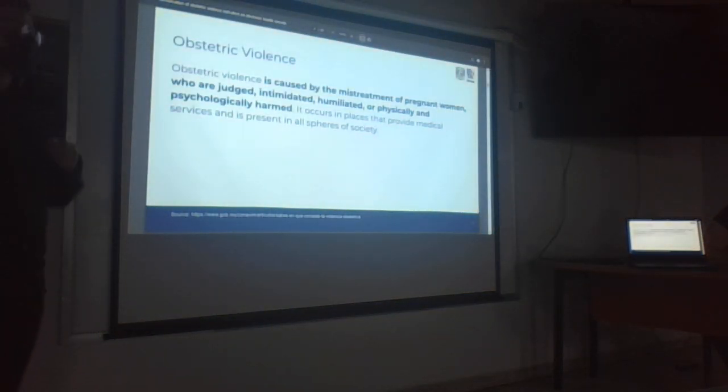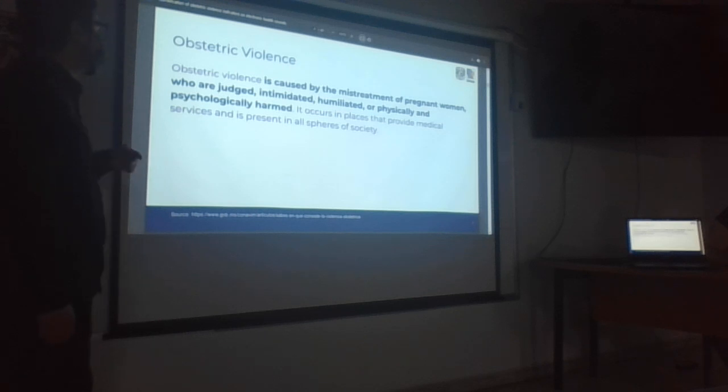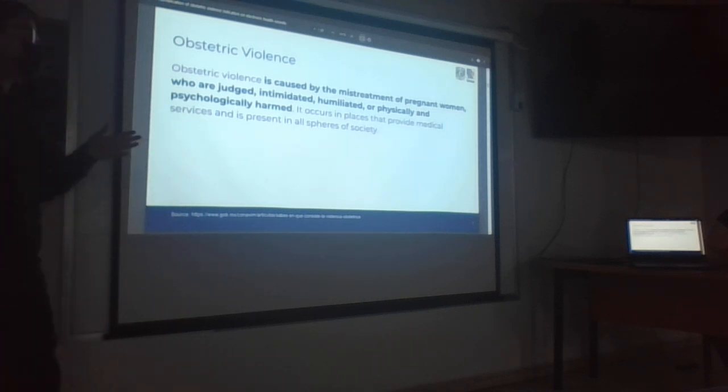This is a definition of obstetric violence, according to the government of Mexico. It says that obstetric violence is caused by the mistreatment of pregnant women who are judged, intimidated, humiliated, or physically and psychologically harmed. This occurs in places that provide medical service and is present in all spheres.